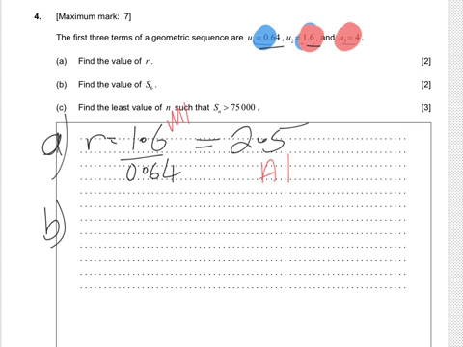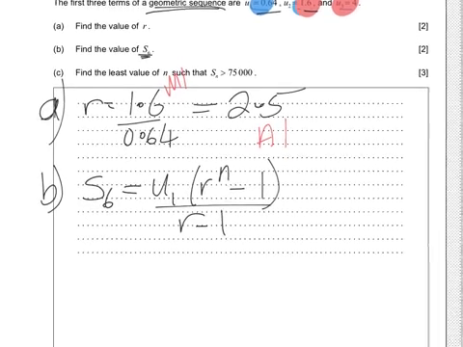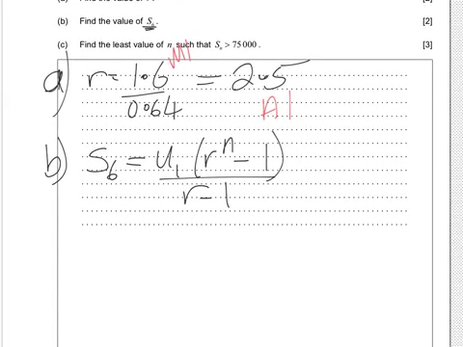We are evaluating S6. The formula, make sure you pick the right formula out. This is a geometric sequence, so the formula for that is u1 (r to the n minus 1) over r minus 1. Or you can use the version with 1 minus r to the n over 1 minus r. That will usually give you negative values. So I'll stick to using this one, which I think people generally find more comfortable.